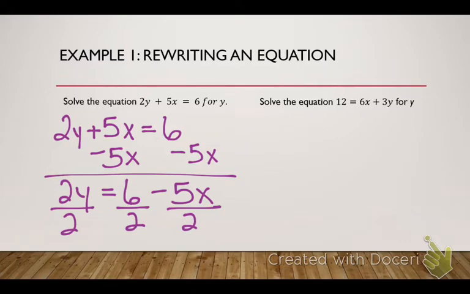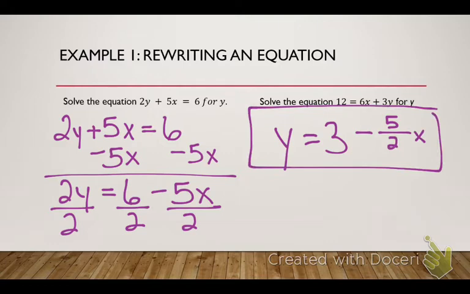All right, now I'm going to simplify. Okay, well my 2's cancel and all I have left is y. Can I simplify 6 over 2? What's 6 divided by 2? 3. So I'm going to have a 3 now. Can I simplify negative 5 over 2 anymore aside from changing it to a mixed number, which I don't want to do? Can I simplify it anymore? No, I can't. So minus 5 over 2 x. Okay, and that's how I rewrite it. My whole goal was to get y by itself on one side of the equation, to isolate it. That's what I did, and whatever is left on the other side would be correct, okay?